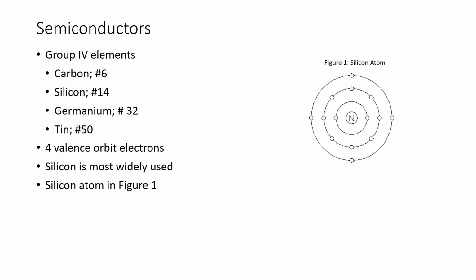Now, of the group 4 elements listed, silicon is the most widely used to construct semiconductor devices such as diodes and transistors and integrated circuits. And figure 1 provides us the Bohr model of a silicon atom. And note in figure 1 that there are 4 electrons in the outermost orbit. This is the valence orbit.